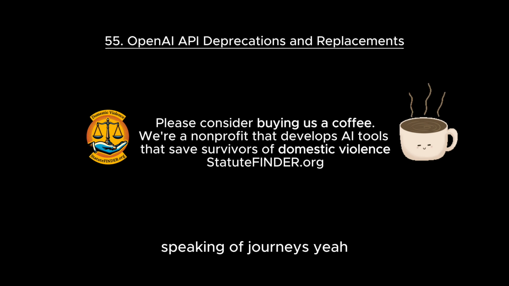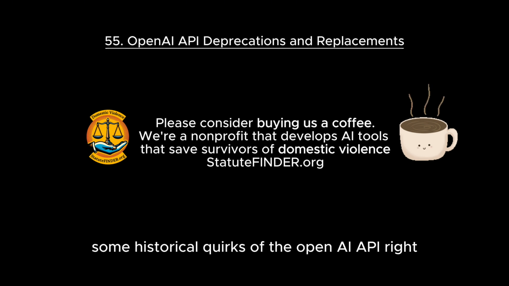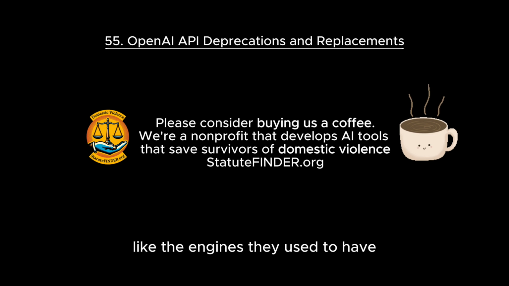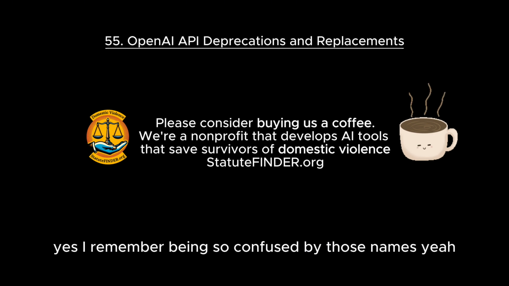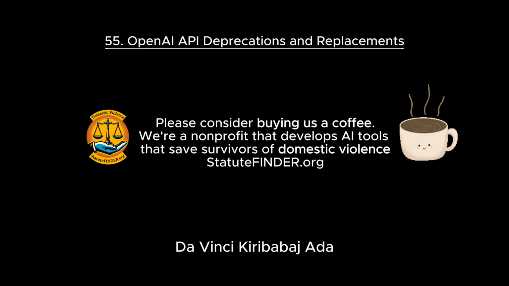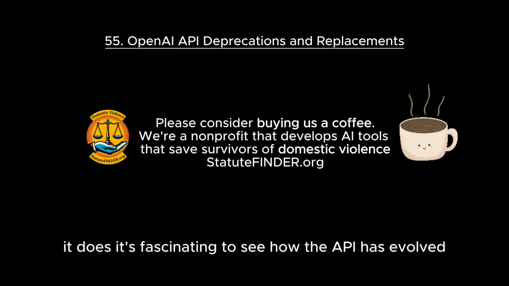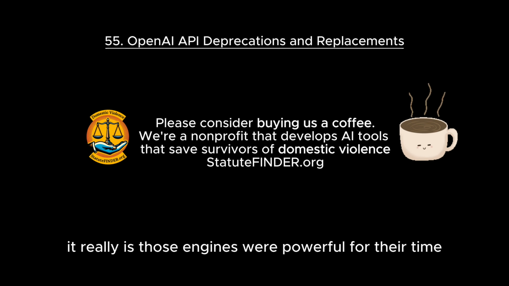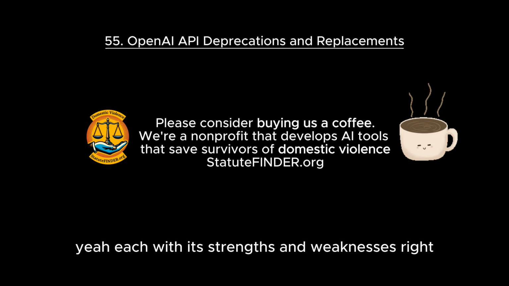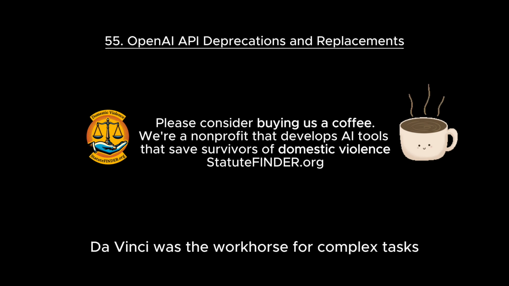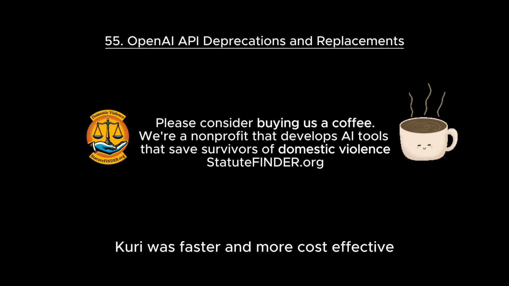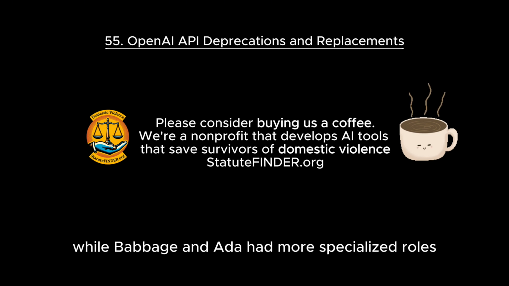Speaking of journeys, you mentioned earlier some historical quirks of the OpenAI API. Like the engines they used to have. Yes. I remember being so confused by those names. Da Vinci, Curie, Babbage, Ada. It sounds like a history book. It's fascinating to see how the API has evolved. Those engines were powerful for their time, each with its strengths and weaknesses. Da Vinci was the workhorse for complex tasks. Curie was faster and more cost-effective, while Babbage and Ada had more specialized roles.